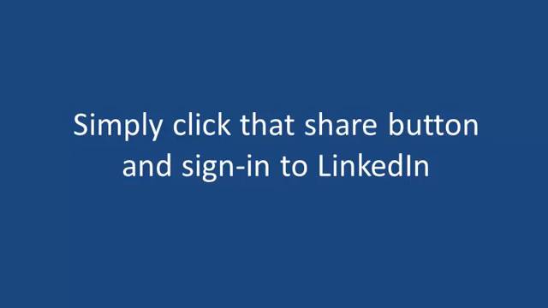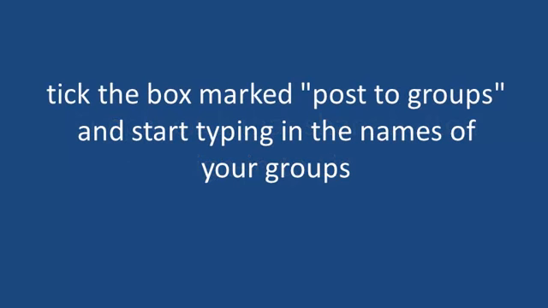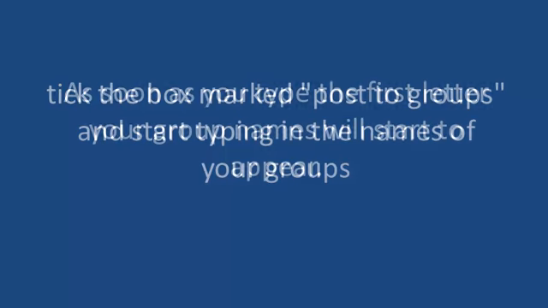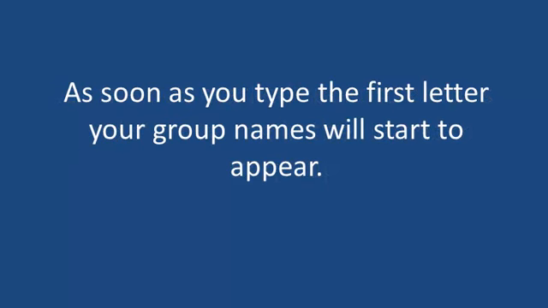Okay, simply click that share button and sign into LinkedIn, and then you'll find a little light box that will pop up. Tick the box that says post to groups, and there you'll be able to start typing in the names of the groups that you belong to. As soon as you type the first letter, the group name will start to appear.